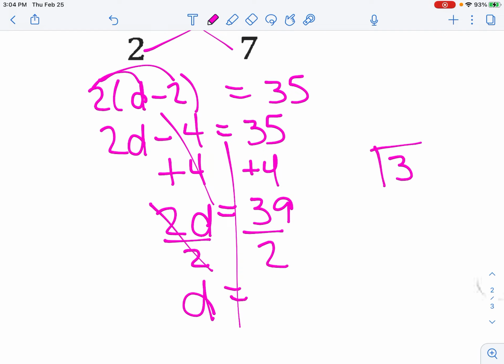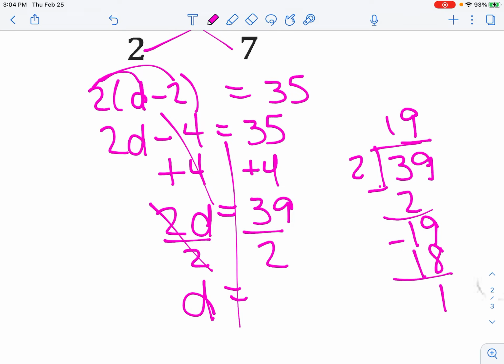So 39 is an odd number. We're going to have a remainder. You have to show me your math if you're going to have a remainder. Real easy to make a silly error in your head if you're trying to do these mentally. So that would be 19 and 1/2.